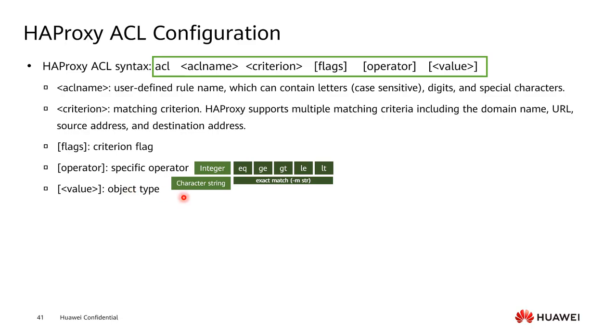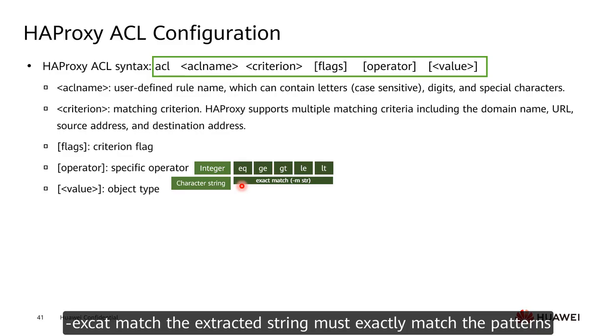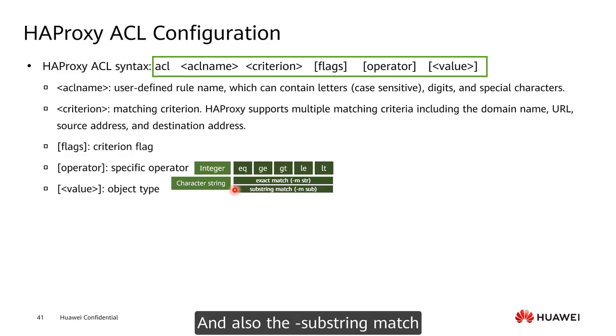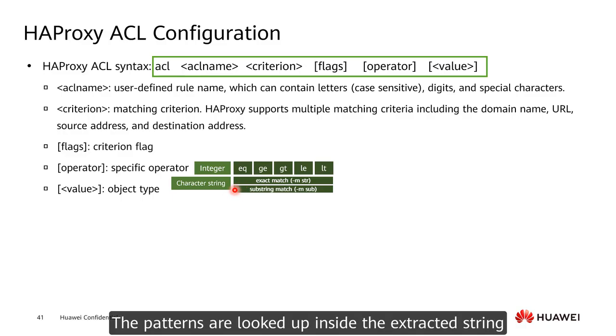First one, exact match. The extracted string must exactly match the patterns. And also substring match. The patterns are looked up inside the extracted string, and the ACL matches if any of them is found inside.